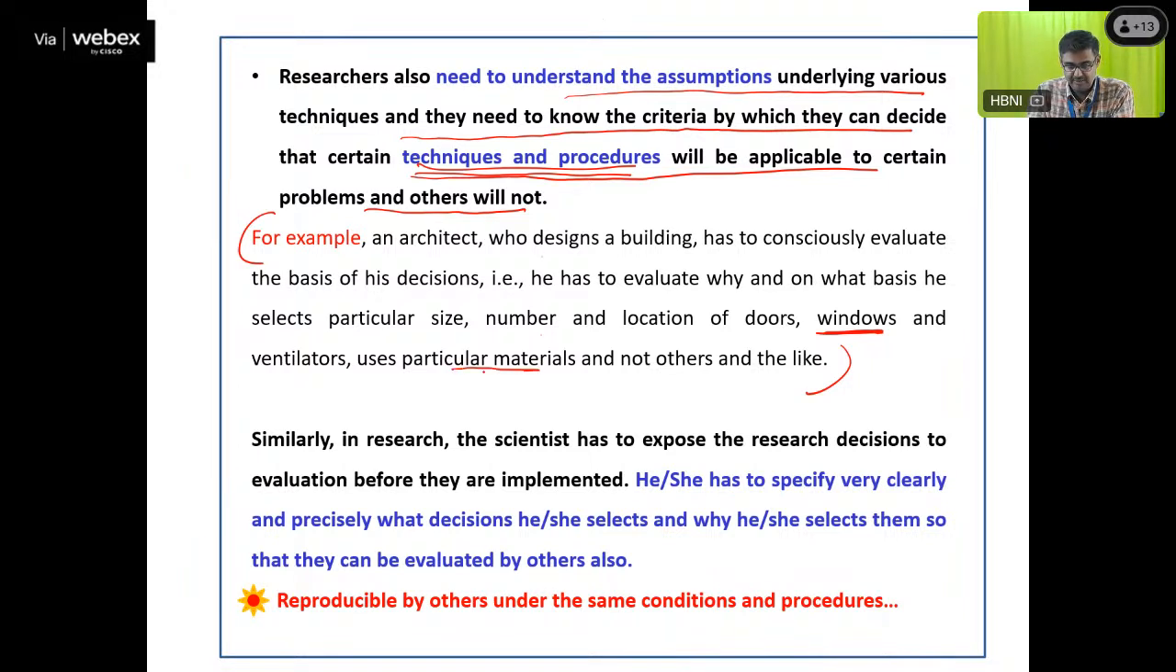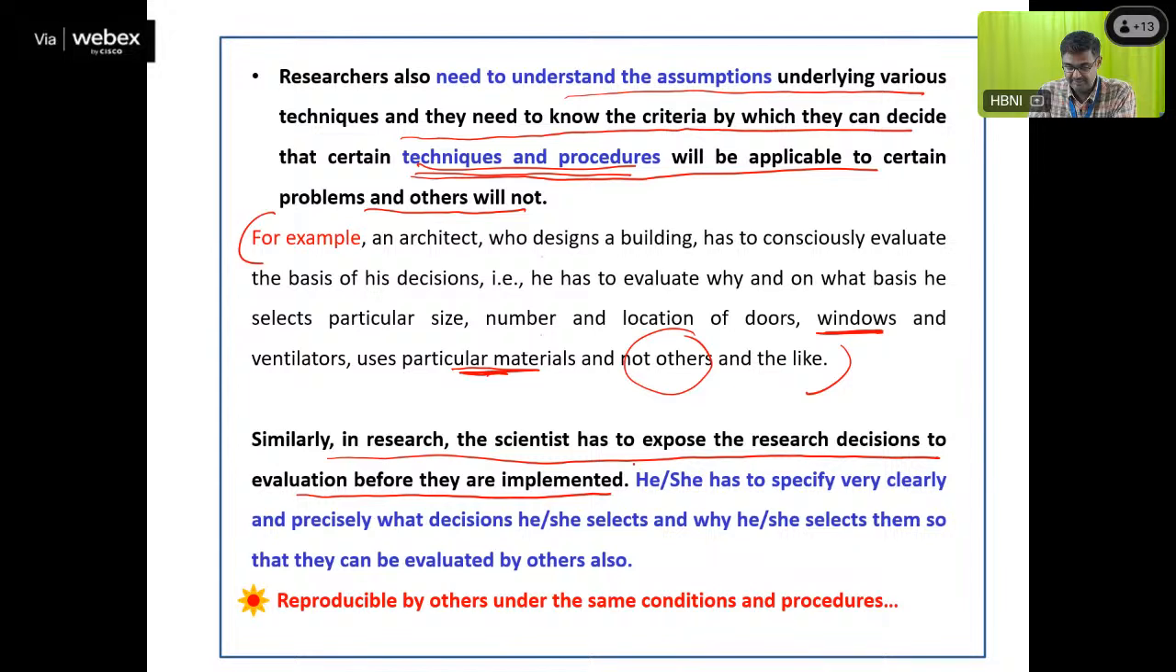He uses a particular material which has appeal, which will be stable and have strength, and not others which will not have strength. So they look at the economy, the strength, and the aesthetics. So many things he has to look into, and he has to have a clear understanding of the methodology, how he will go ahead with the decisions of designing his building. Similarly, in research, the scientist has to expose the research decisions to evaluation before they are implemented.